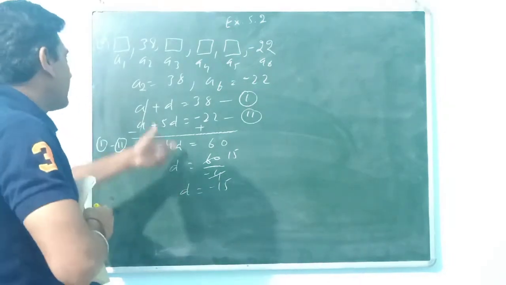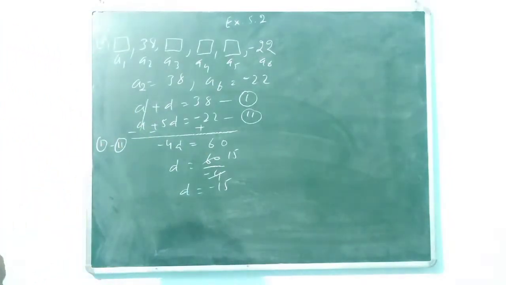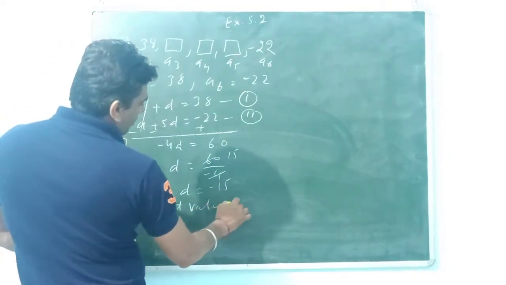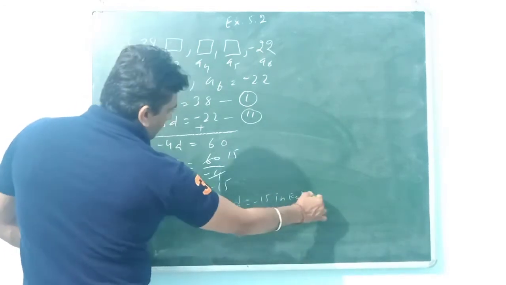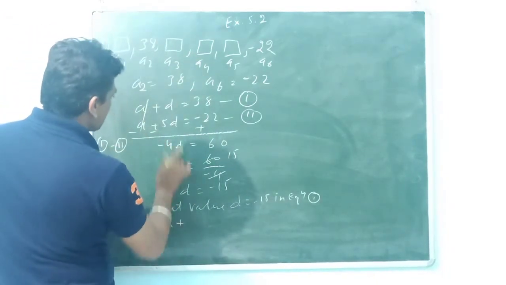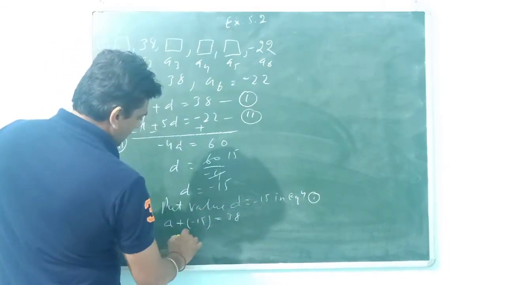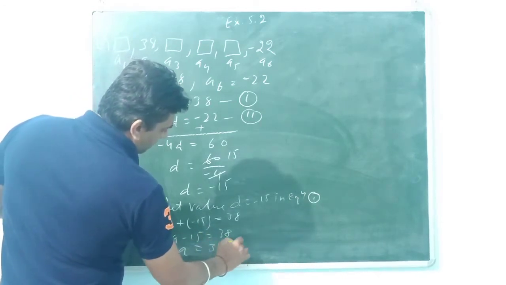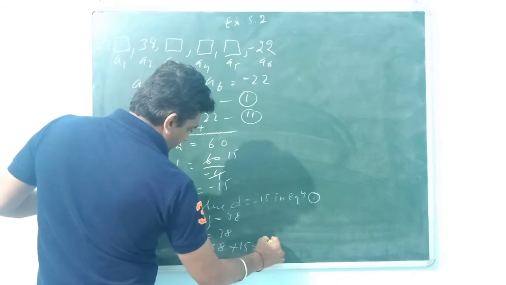Now we have to find A1. How can we find A1? Put the value of D equal to minus 15 in equation first or second. A plus D is equal to 38, so A minus 15 equal to 38, or A equal to 38 plus 15, and this becomes 53.